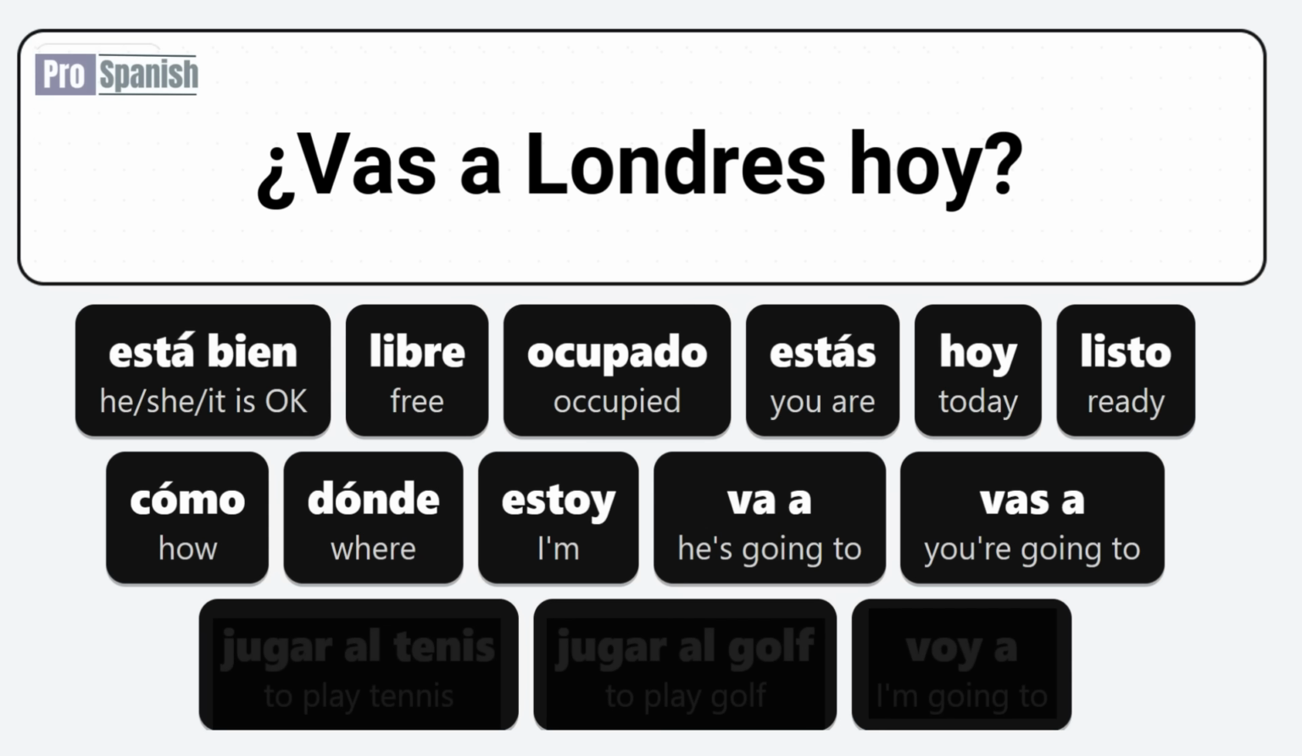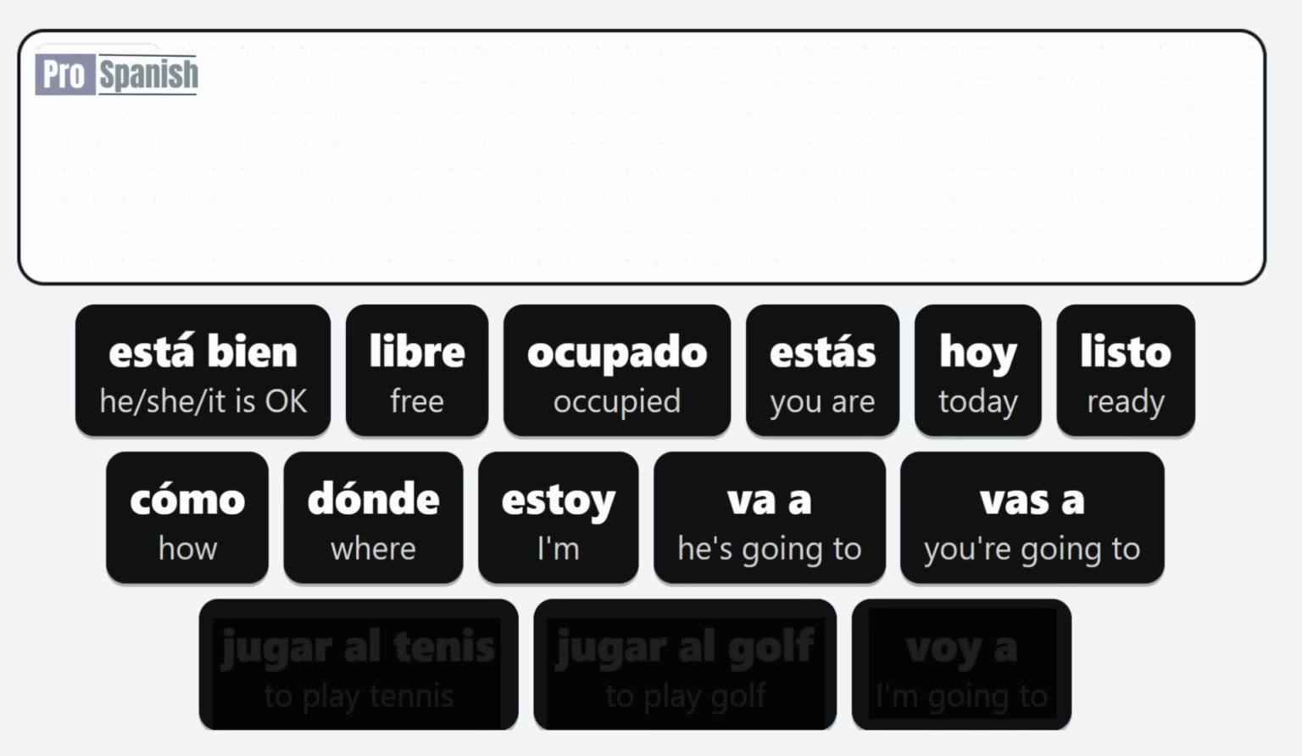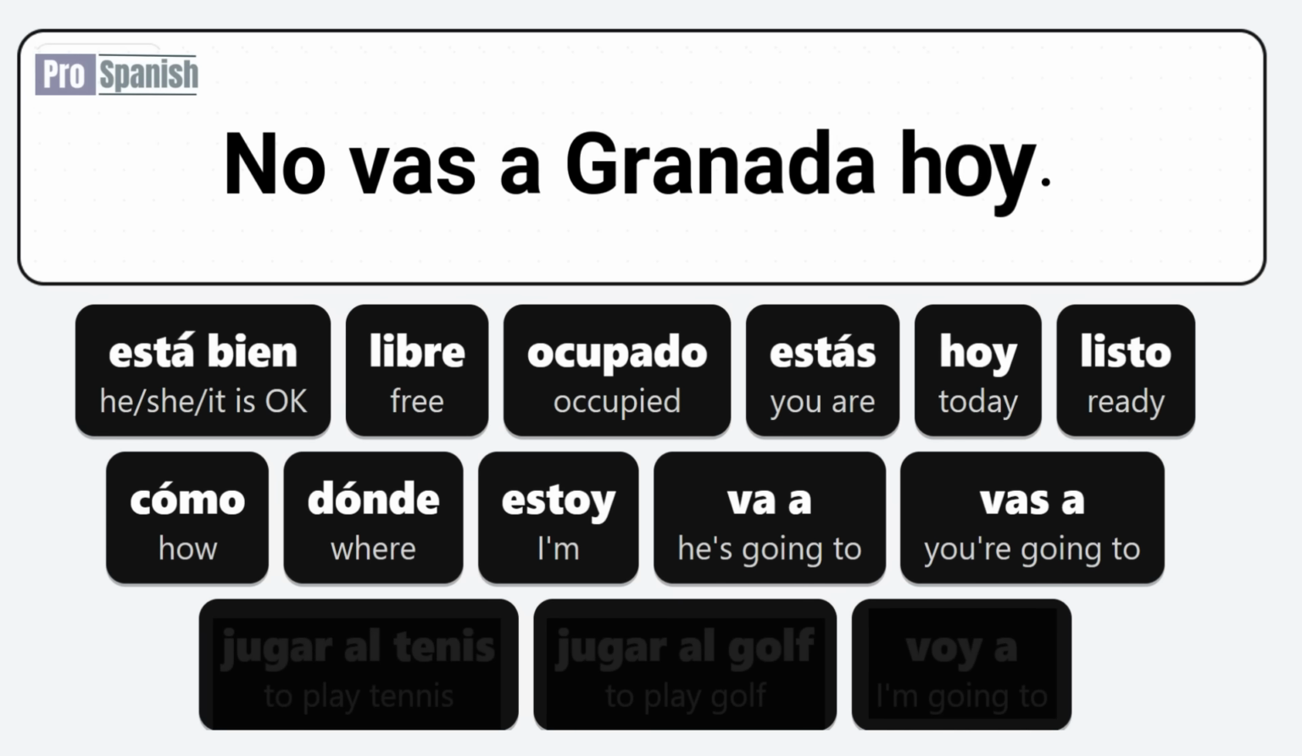What about a negative? So maybe a parent telling their child, you're not going to Granada today. What would that be? No vas a Granada hoy. You're not going.